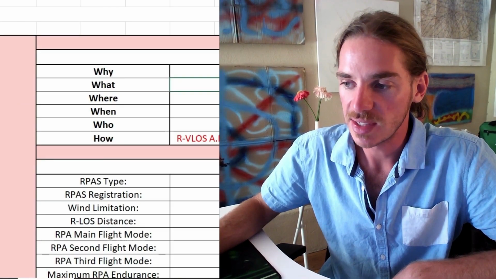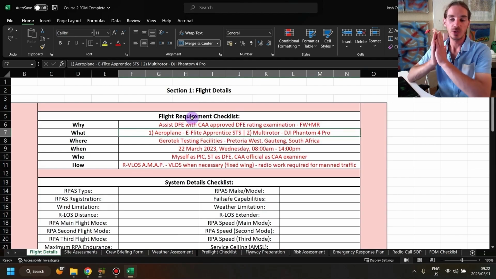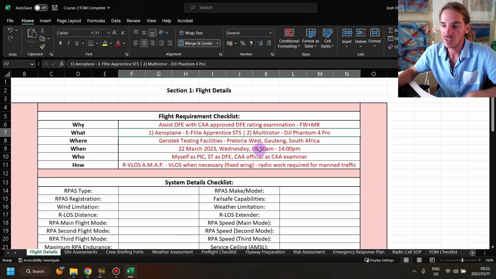Next is what. This is talking about what will we be flying. My first thing is an aeroplane, because he made it very clear that the most important thing is the airplane, so that must be my first work. But I will also prepare the multi-rotor and you'll see that there as well. So for our airplane, we've got the E-Flight Apprentice. And for the multi-rotor, we've got the DJI Phantom 4.